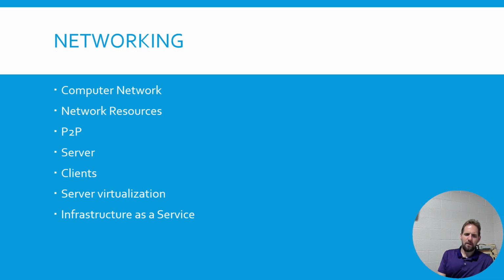Now we do have peer-to-peer networks. That's P2P, not PnP. That was our plug and play. In a peer-to-peer network, each computer is considered an equal. Each device can share its resources with all the other devices in the network. And traditionally in the Windows environment, we call this a workgroup.